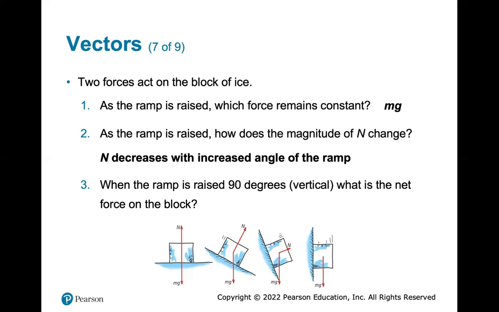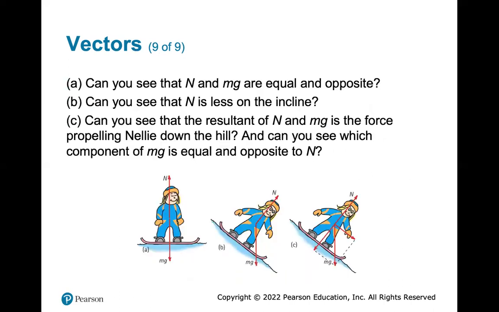When the ramp is raised 90 degrees, what is the net force on the block? Well, it's mg. We're assuming no friction on the block of ice, so it's fully mg. The net force is mg. Okay. Can you see the normal and mg are equal and opposite? They're equal and opposite here.